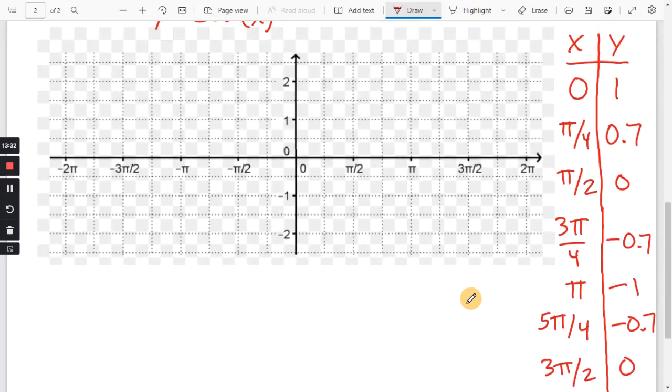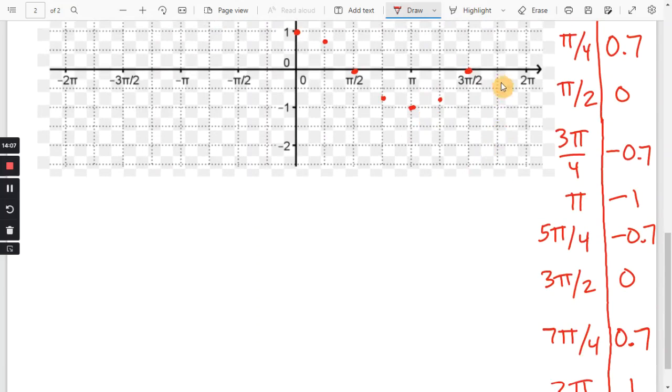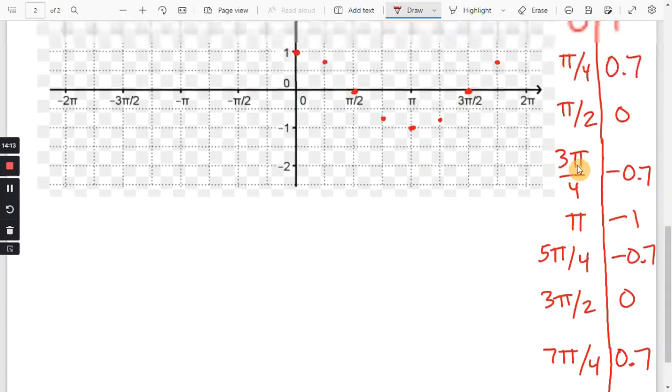All right, so let's fill them in. At x equals 0, y equals 1. Okay, so we're going to start here. At pi over 4, it's 0.7. Okay, pi over 4 is right here. 0.7. Pi over 2, it's 0. 3 pi over 4, it's negative 0.7. So that's this right here. At pi, it's negative 1. 5 pi over 4 is right here. Negative 0.7. 3 pi over 2 is 0. And 7 pi over 4 is 0.7. And then at 2 pi, it's back to 1.